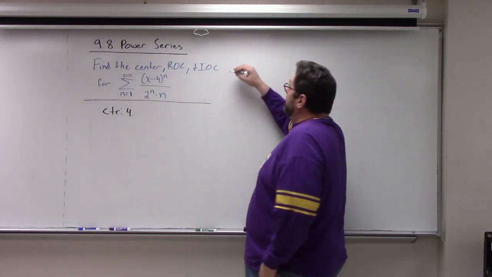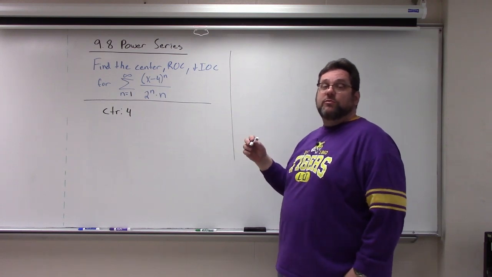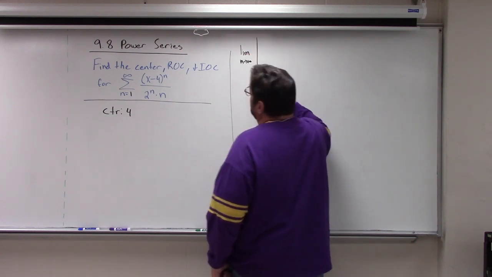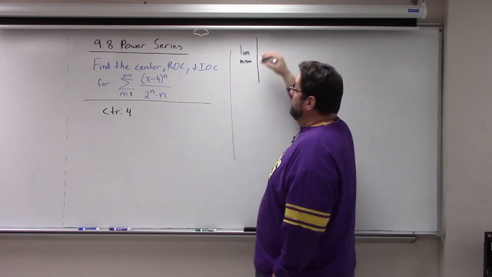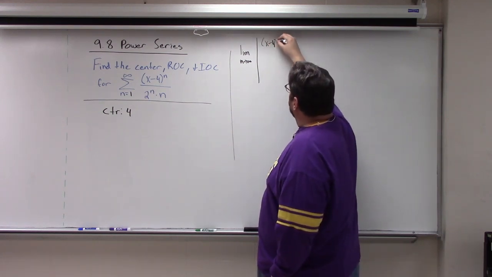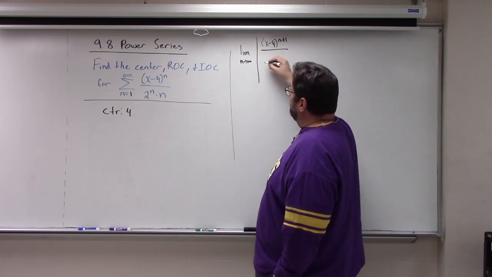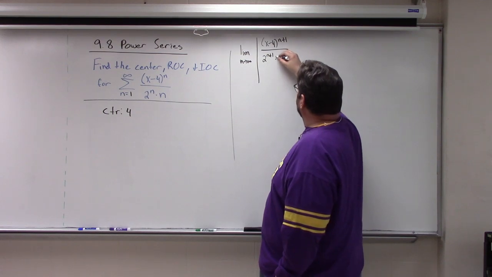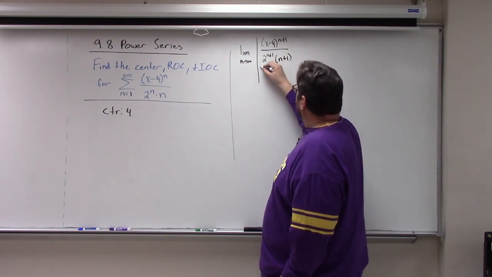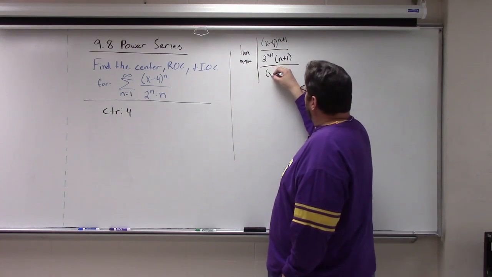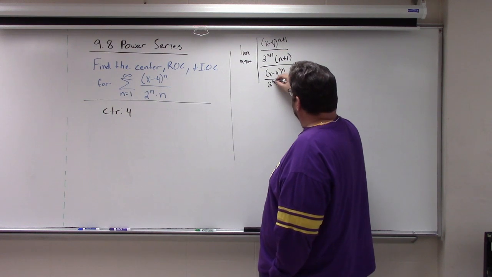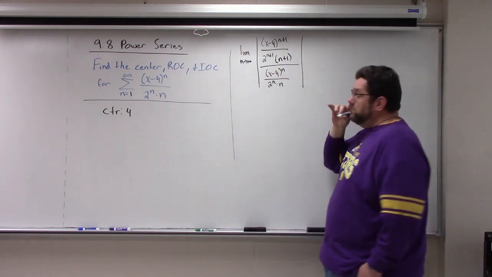Now remember, from that point, we move to the ratio test. In particular, I want to know about the limit as n heads to infinity of the n plus 1th term: (x minus 4) to the n plus 1 over 2 to the n plus 1 times n plus 1, all of that over (x minus 4) to the n over 2 to the n times n. And all of that in absolute values.